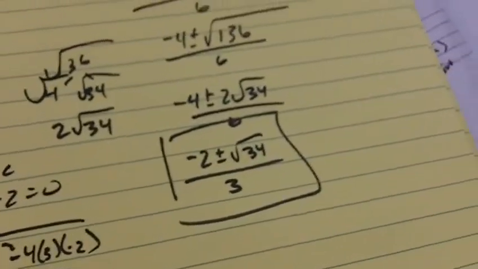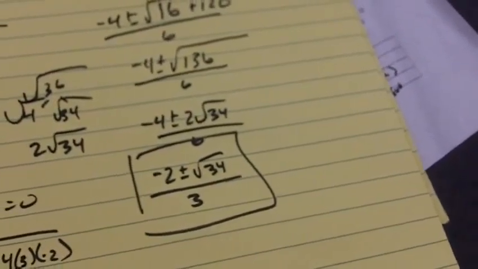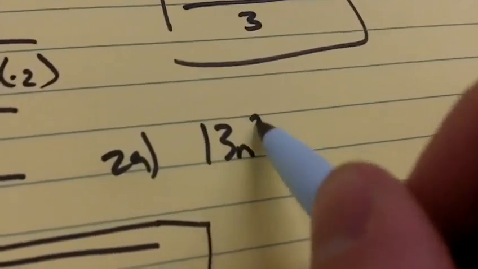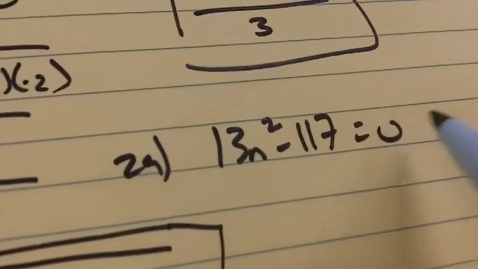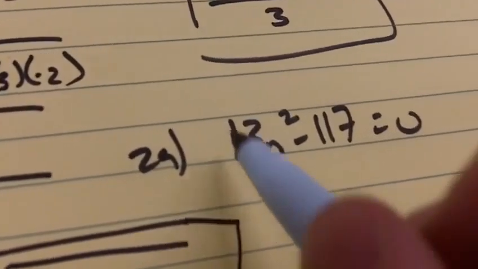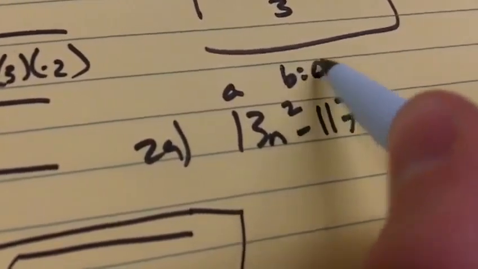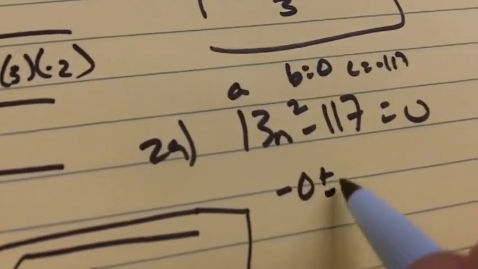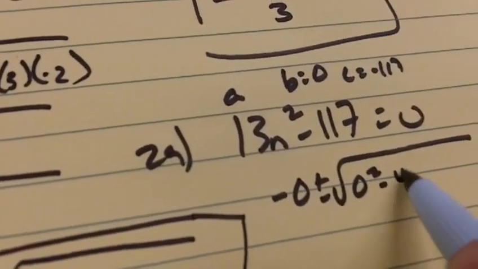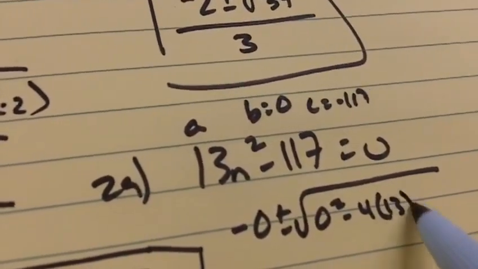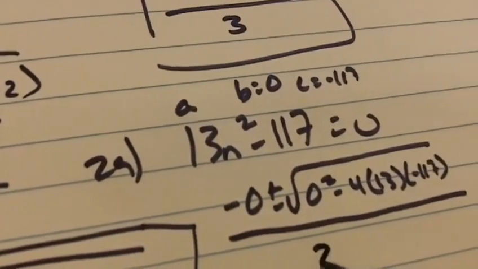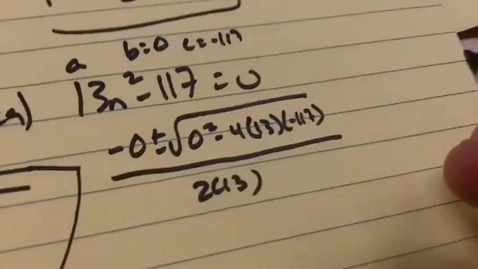I really want to pick one that would work out. So how about 29? Let's do 29, and then I'll let you go. Do the rest on your own. 13n squared minus 117 equals 0. On this one, a is 13, b equals 0, c equals negative 117. So you get negative 0 plus or minus square root of 0 squared minus 4 times 13 times negative 117, all over 2 times 13.